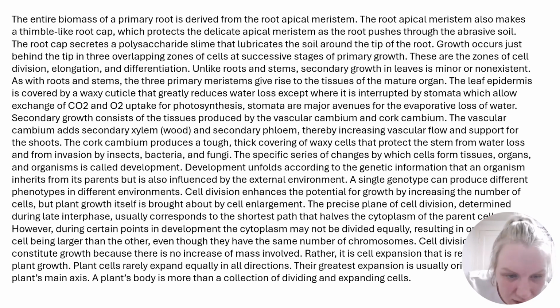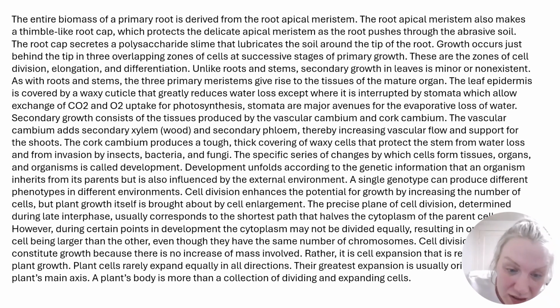Development unfolds according to the genetic information that an organism inherits from its parents, but it is also influenced by the external environment. A single genotype can produce different phenotypes in different environments. Cell division helps enhance the potential for growth by increasing the number of cells, but plant growth itself is brought on by cell enlargement. The precise plane of cell division, determined during late interphase, usually corresponds to the shortest path that divides the cytoplasm of the parent cell.